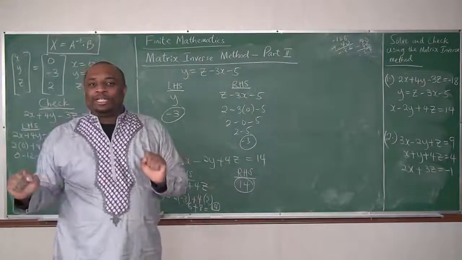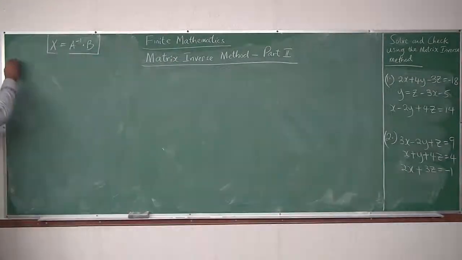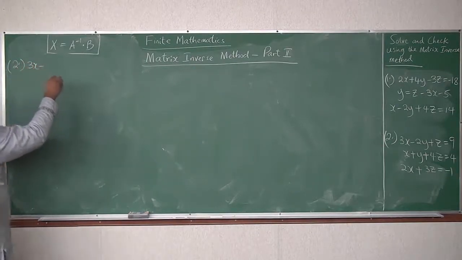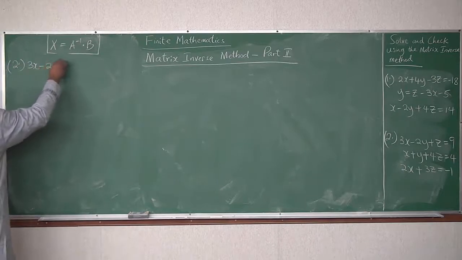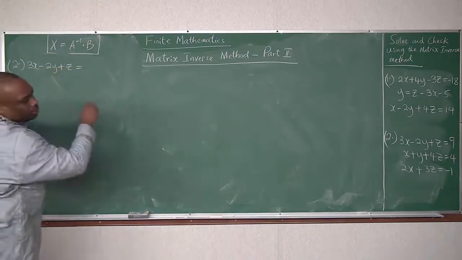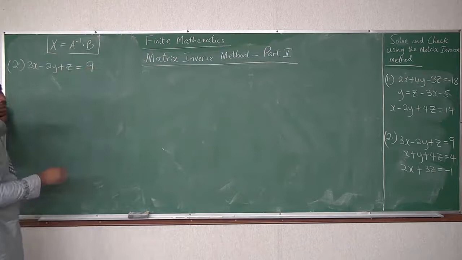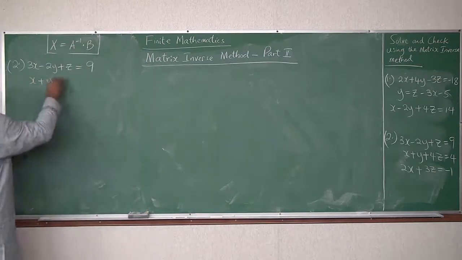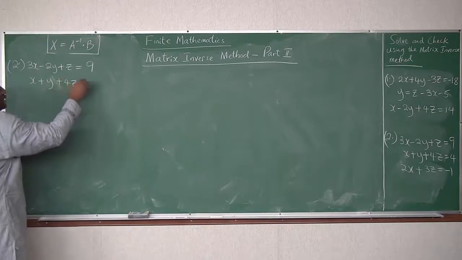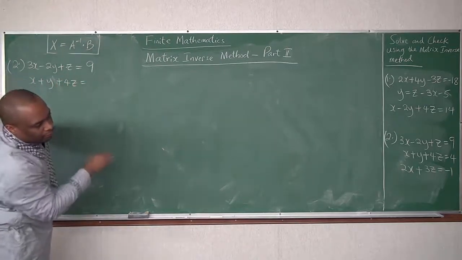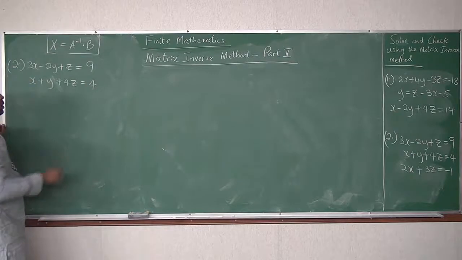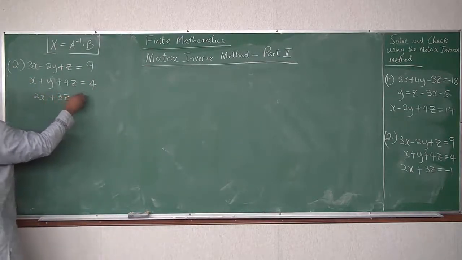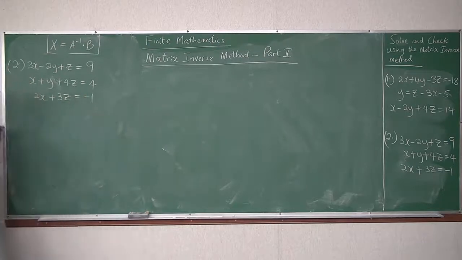Now let's go to question 2. Question 2, 3x minus 2y plus z is equal to 9. x plus y plus 4z is equal to 4. 2x plus 3z is equal to minus 1.